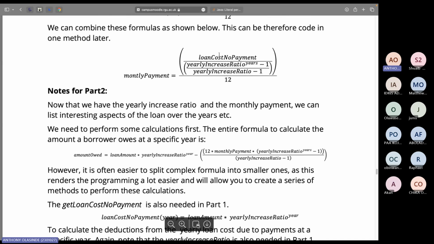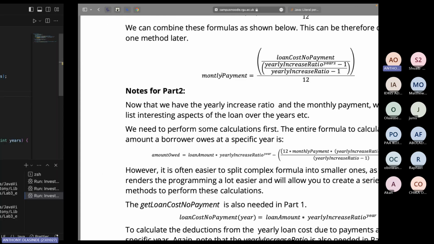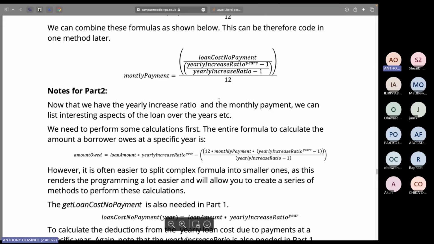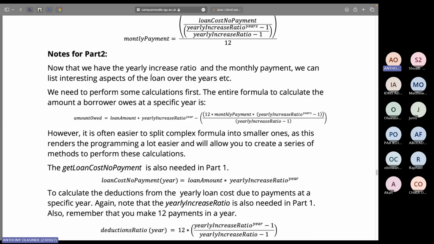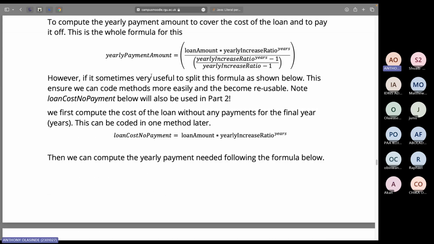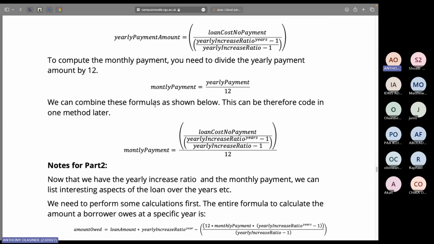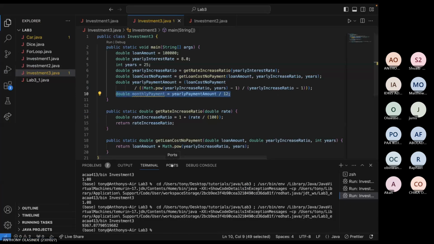So this whole thing that they have written here is what I've done with just one line of code, because I've broken this yearly payment amount down before. Those are the uses of methods. Okay, so that should give us, did they give an example? Yeah, let's see what we'll get.